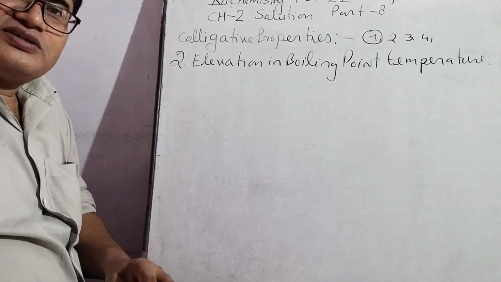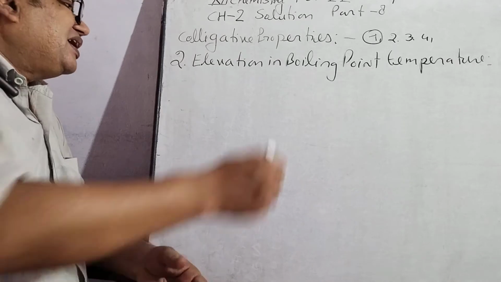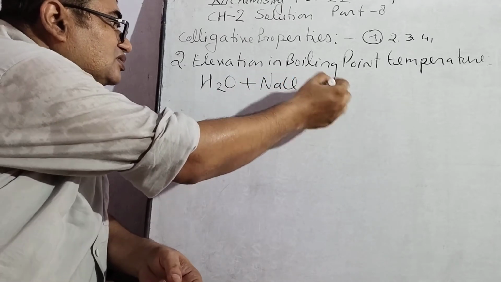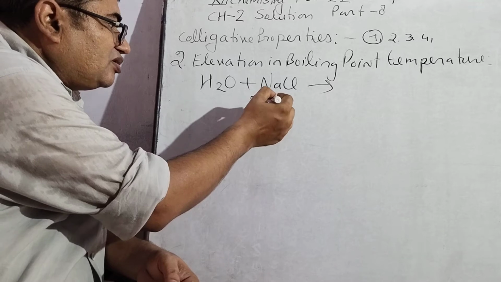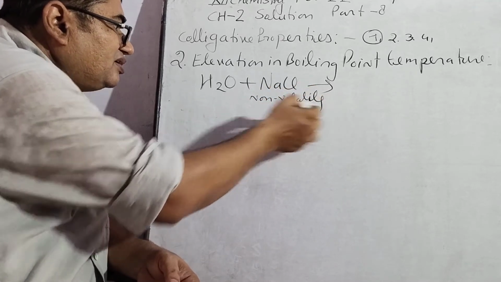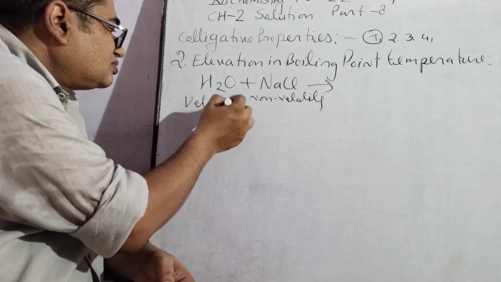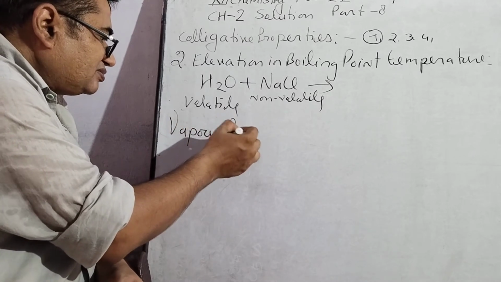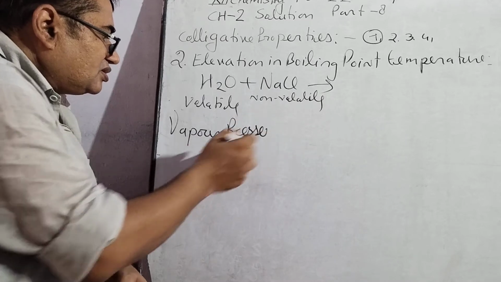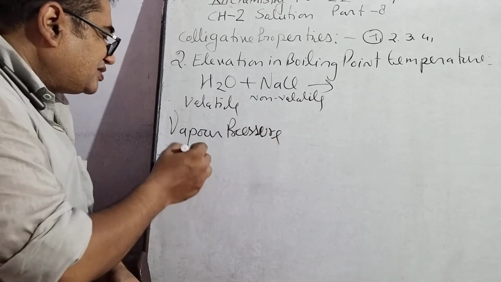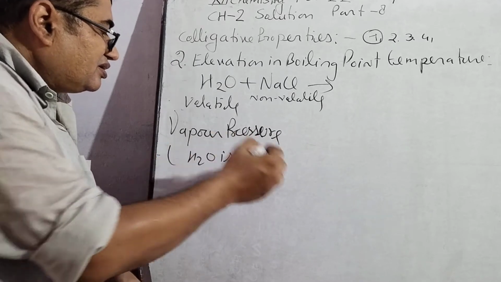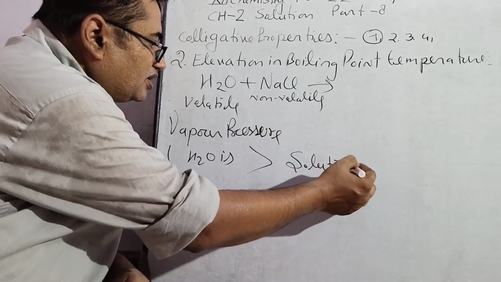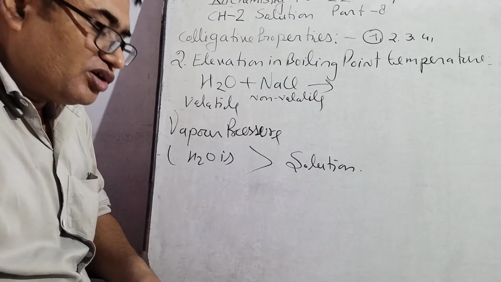If we take pure water and add some NaCl, you know that NaCl is non-volatile, and water is volatile. So the vapor pressure of H2O is greater than that of the solution which is produced, a solution which contains a non-volatile substance or solid.